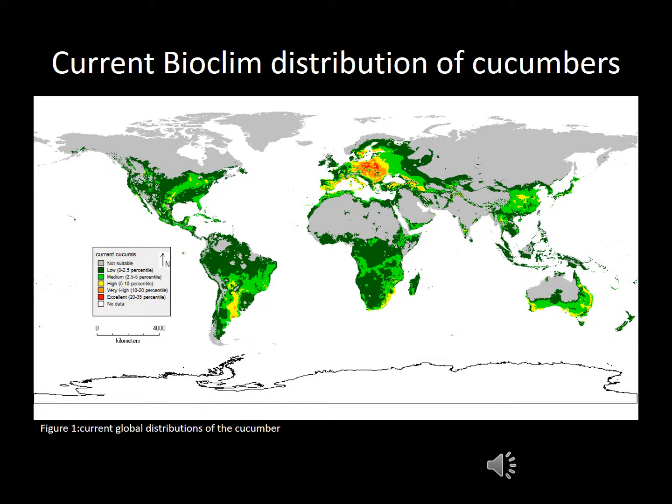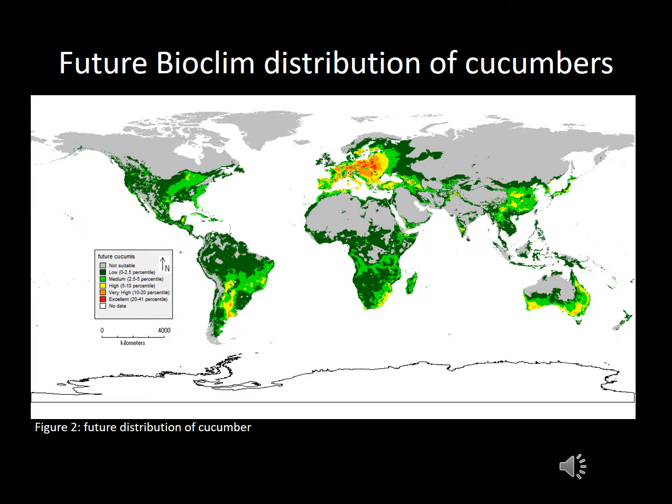Current bioclimate distribution of cucumbers. In this figure we see the current distribution and food security of the cucumber across the globe. The cucumber is mostly populated in the European, North and South American and African regions. Cucumbers are notorious for growing in tropical regions or under climate conditions that are cooler and more moist than the rest of the world.